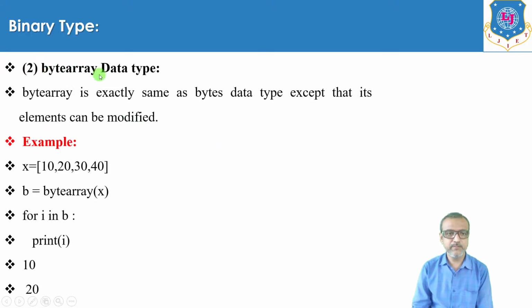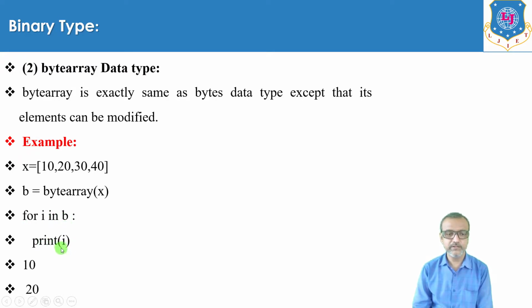Now we will see bytearray data type. Bytearray is exactly same as bytes data type, except that its elements can be modified. For example, in the list X we have taken these elements, that is 10, 20, 30, 40. And if we write down B equals to say bytearray of X, then the data types of B will be bytearray. Now for I in B, print of I.